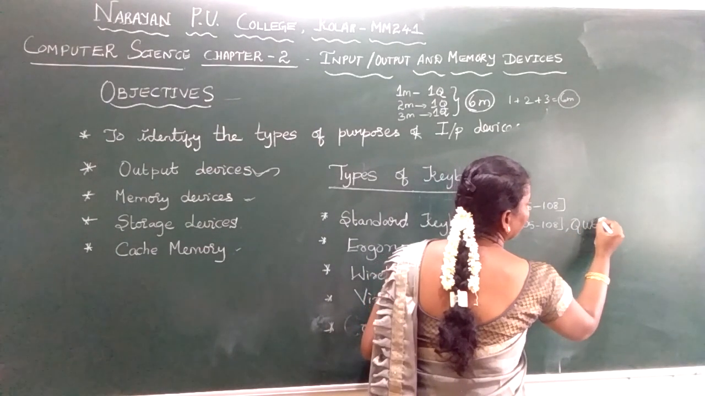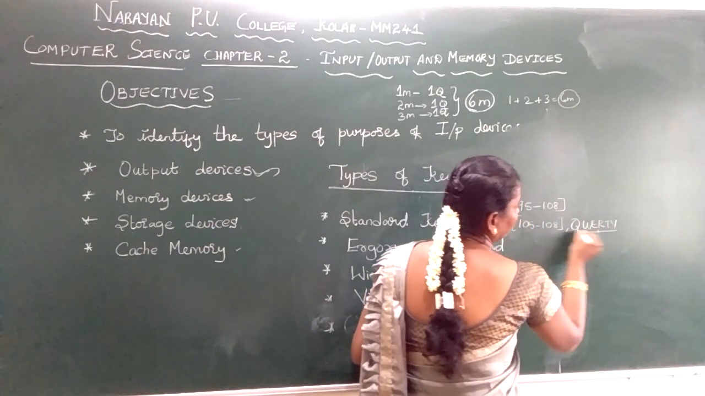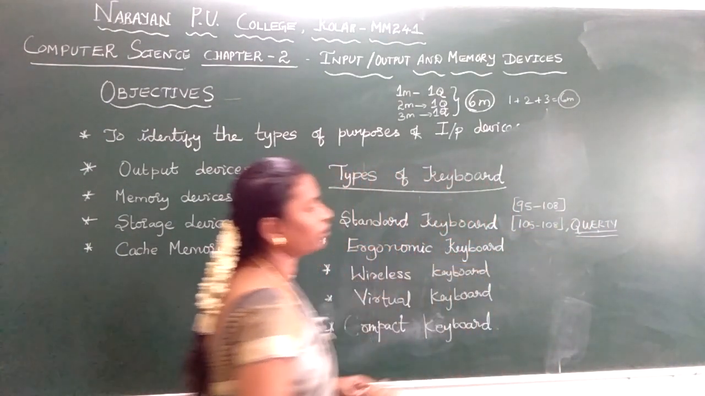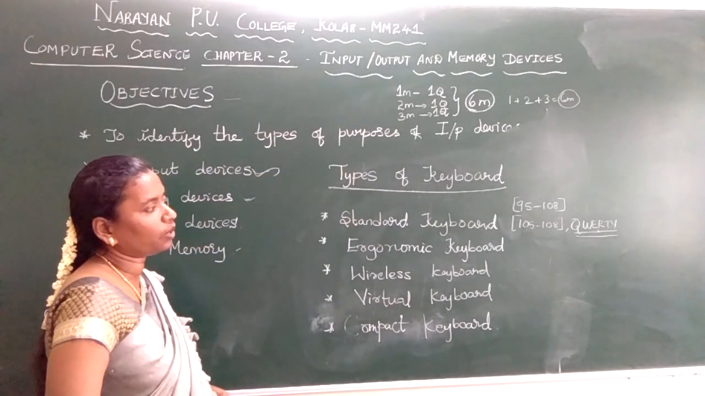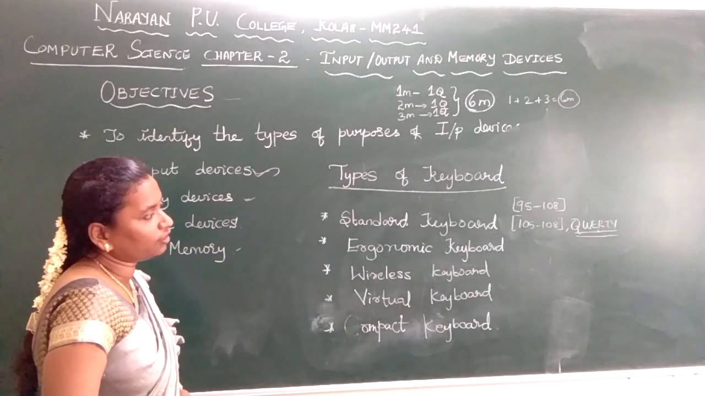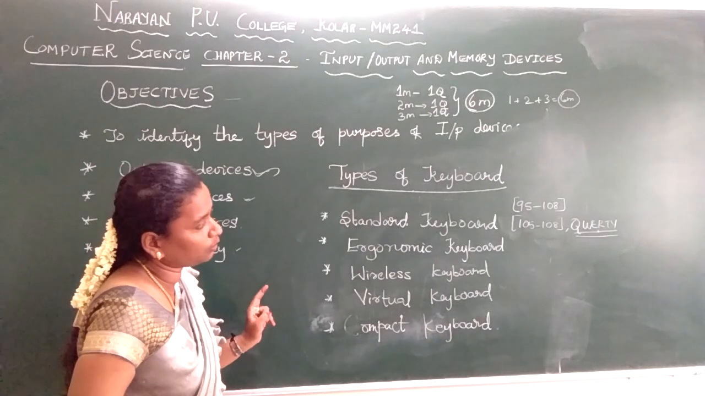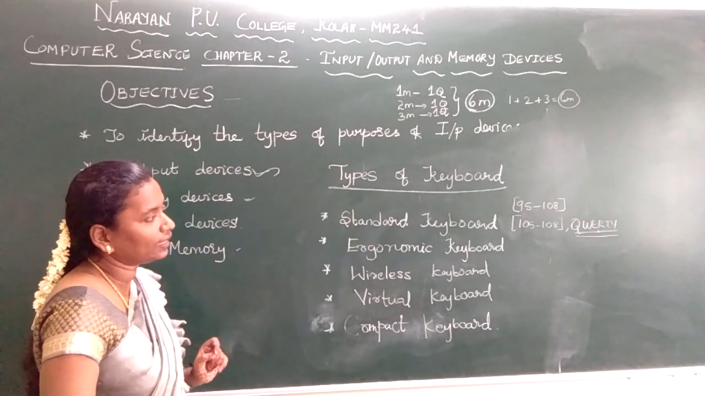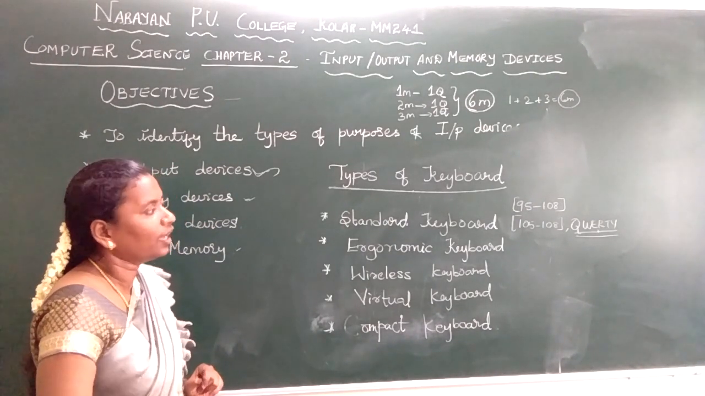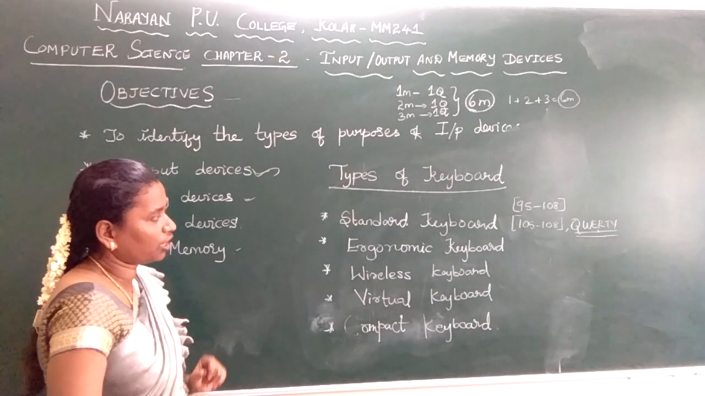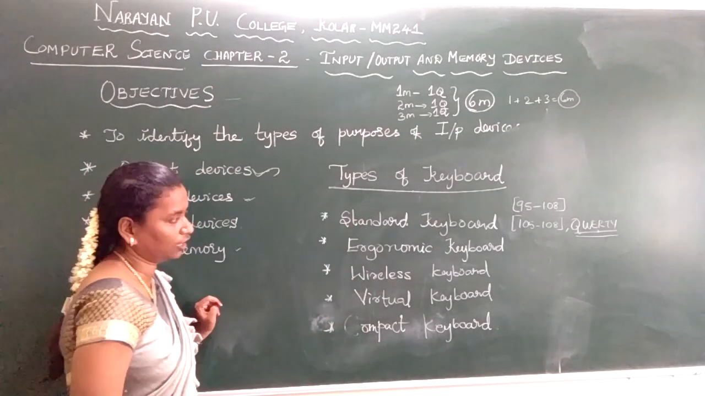QWERTY. QWERTY, that means the alphabet will start from Q. QWERTY. So that is the standard, that is nothing but your standard keyboard. You have 105 to 108 keys and it is a QWERTY keyboard. These are the 2 points which you have to keep in mind in case of a standard keyboard.